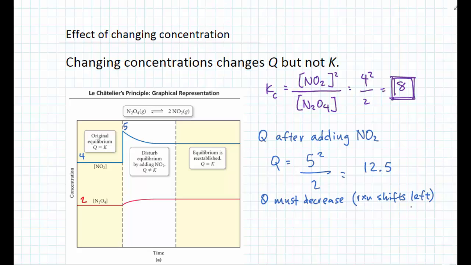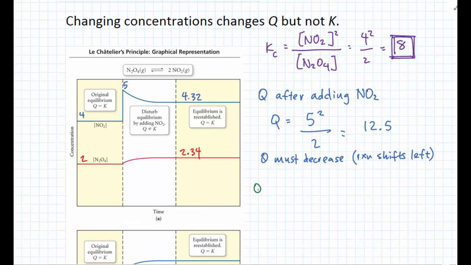Okay, and that's what happens here. To produce more reactant, our 5 of this product is going to decrease. Our reactant is going to increase. The values that we actually end up with are 4.32 and 2. So if we put those values in, let's call that Q final.